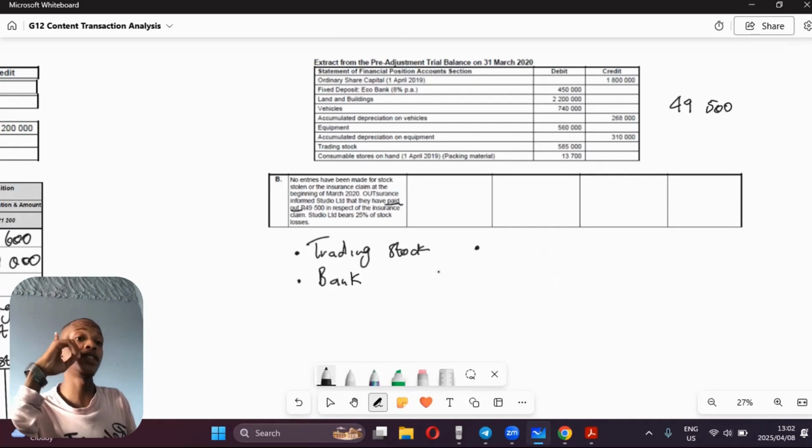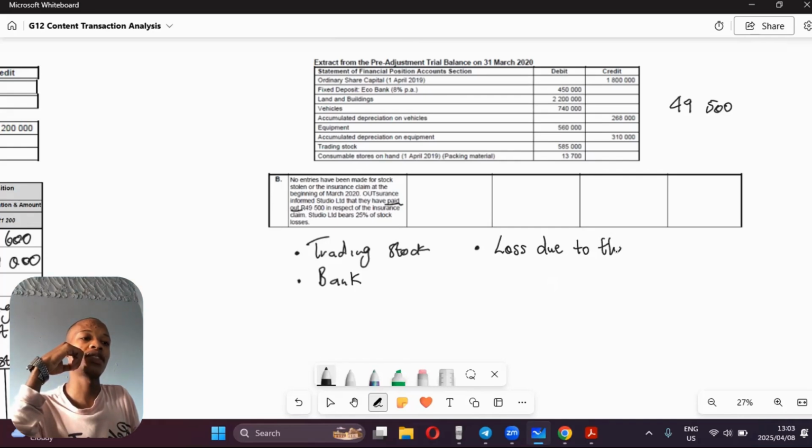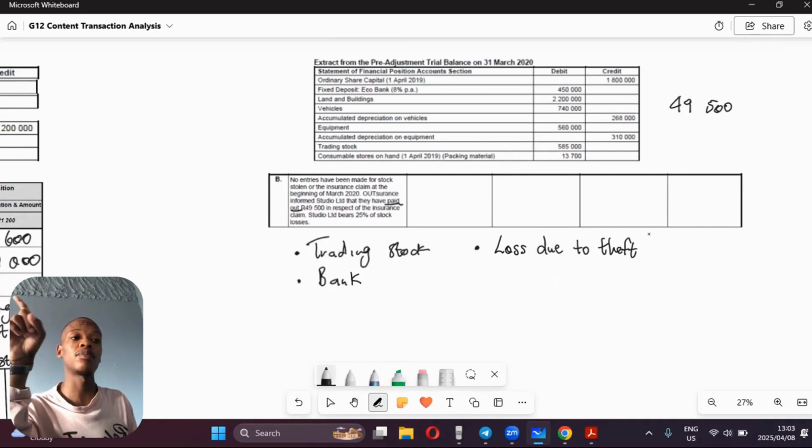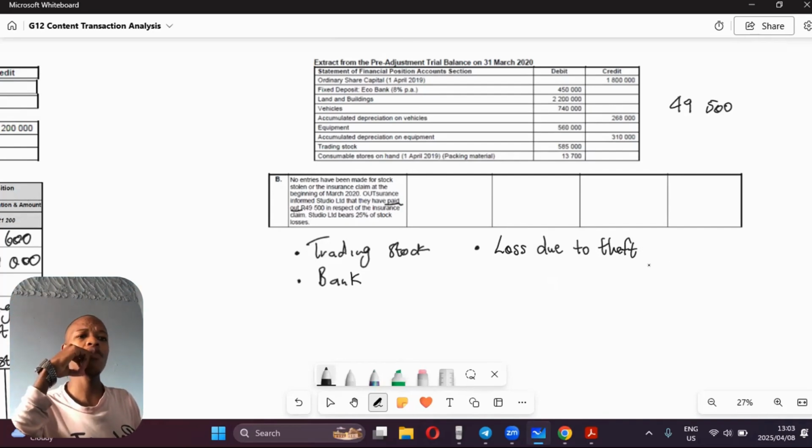So Studio LTD bears 25% loss. So now another account has just showed up. It's loss due to theft. That loss due to theft is an expense account, which means it's going to increase on the debit side. Loss due to theft, how much is it? We don't even know, but we know that it's 25%.